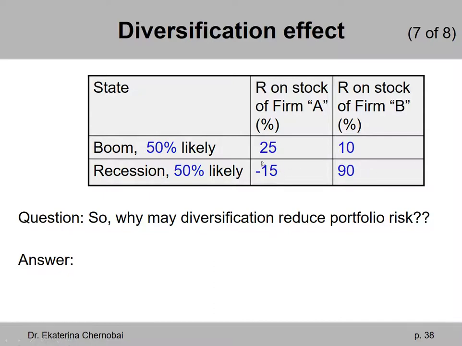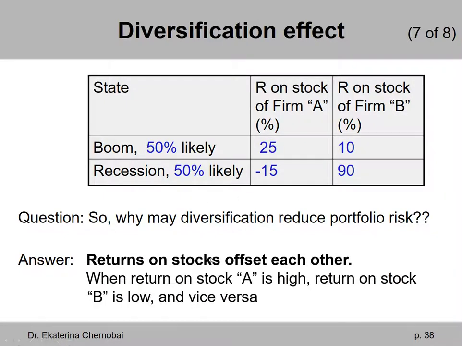You never lose money because when you would be losing money on stock A in the recession state, you're gaining a lot of money from stock B in the same recession state. And when the return is low on B in the boom state, it's pretty good in A in the same boom state. So again, we have sort of inversely related returns. Low returns are offset by high returns, right? So the returns on stocks offset each other. When the return on stock A is high, return on stock B is low, and vice versa.